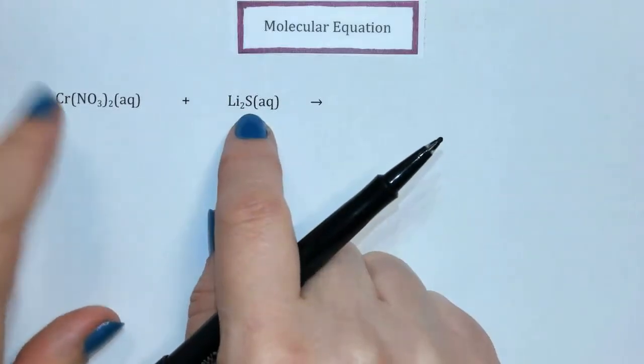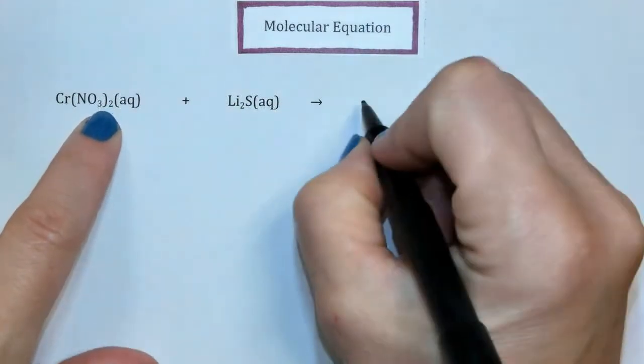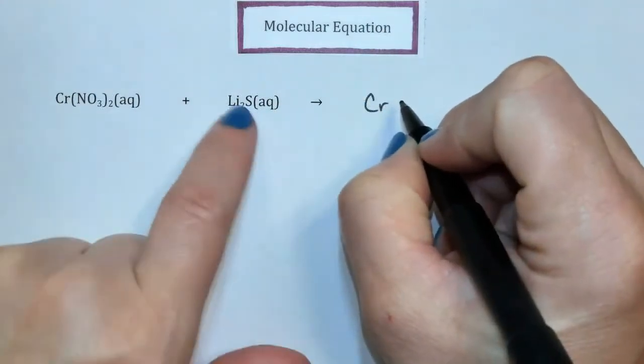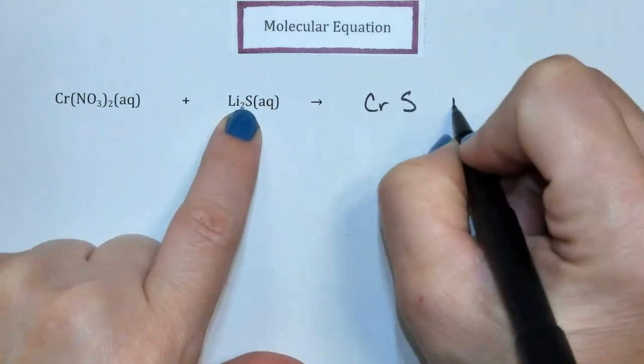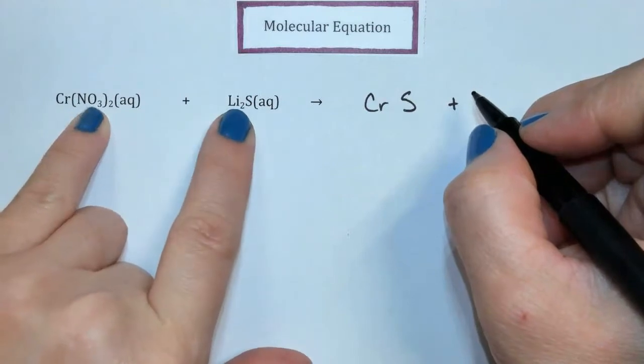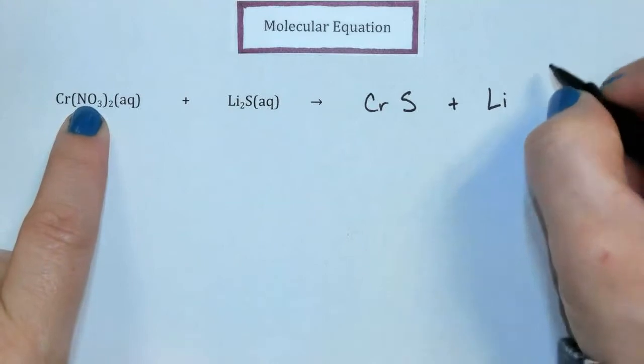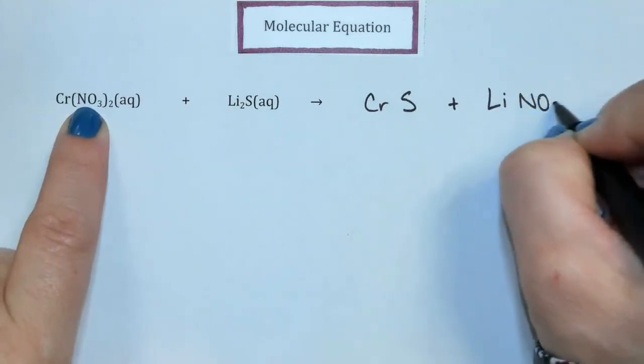So for the double replacement, it's first and last. This is chromium with a +2 charge. And then last is sulfide, plus third and second. Do not carry over this 2 or this 2. So it's going to be lithium and then nitrate, which is everything in the parentheses.